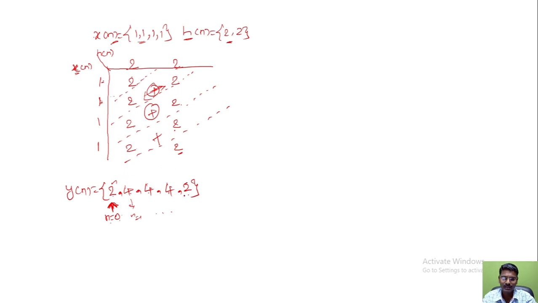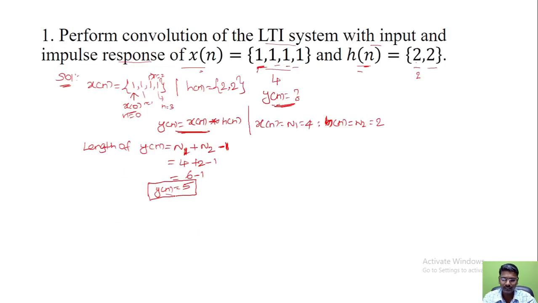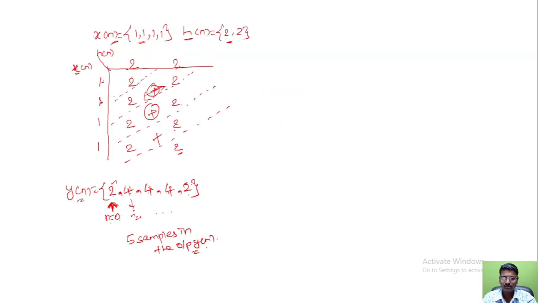So totally the length of y of n is 1, 2, 3, 4, 5. So there are 5 samples in the output y of n, which we have found already, that the length of y of n is 5. So we have got 5 samples. So this is the corresponding convolution sum of the given sequences x of n and h of n.